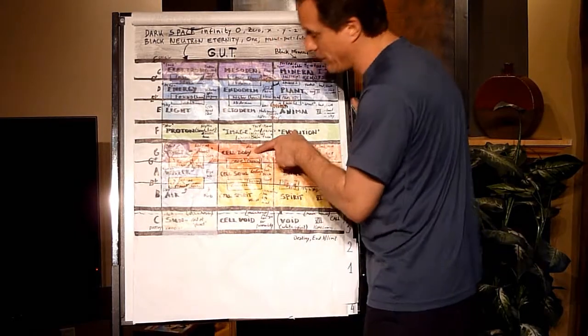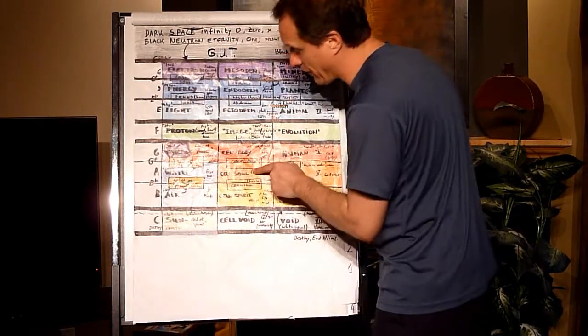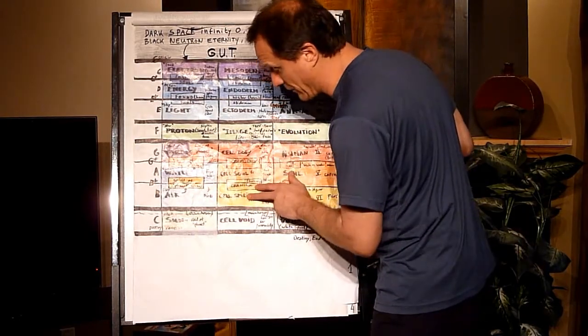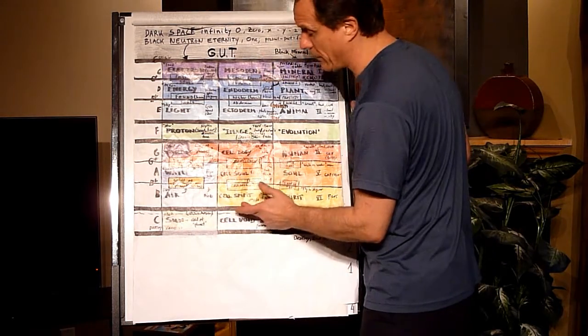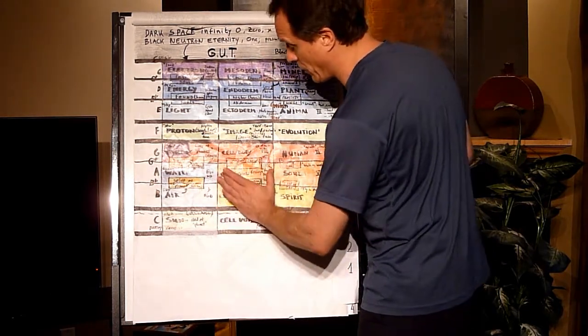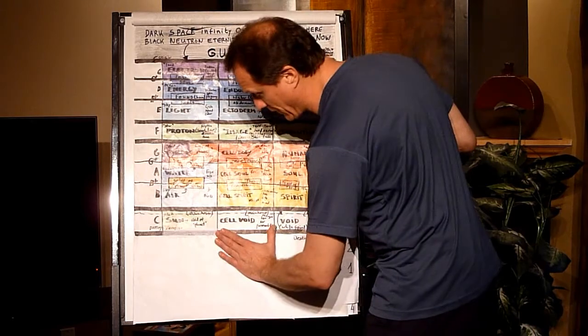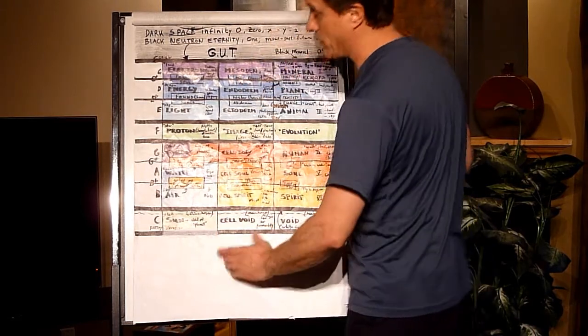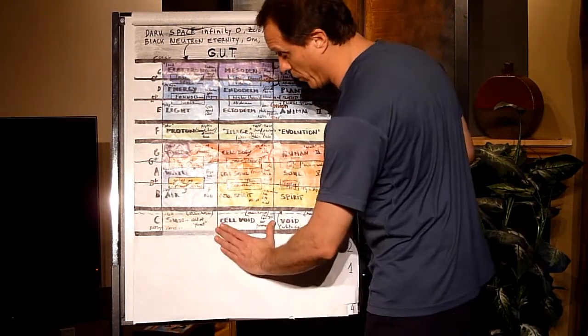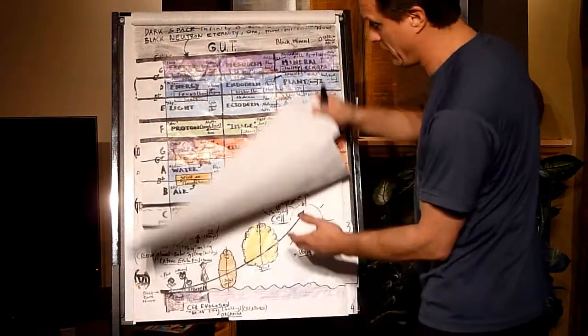So this is the will, the cell body. This is the heart, the cell soul. This is the spirit, the cell. This is the mind, or the cell spirit. So this is your mind, this is your heart, this is your will, and your personality comes from the cell void, which contains the totality of the cell. I'll show you that right here.